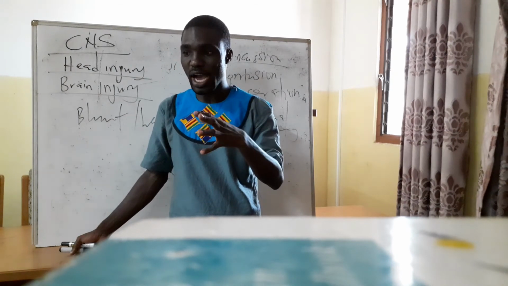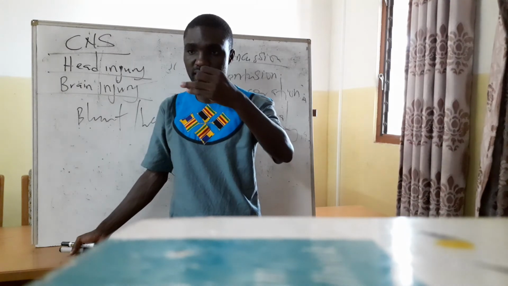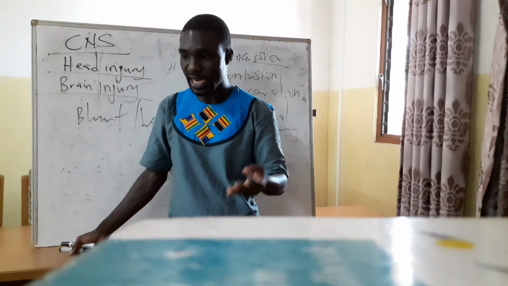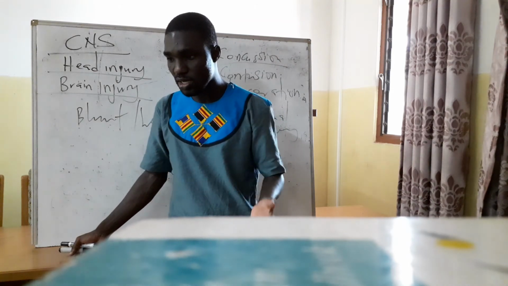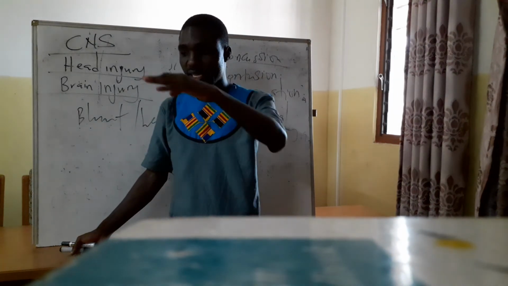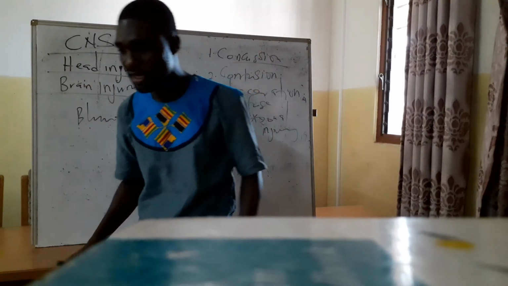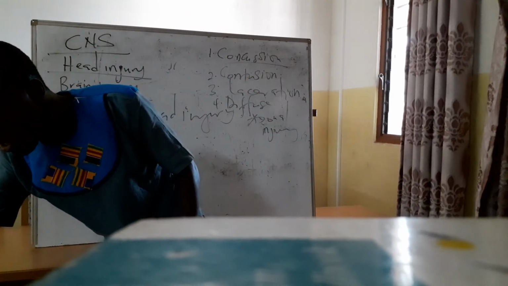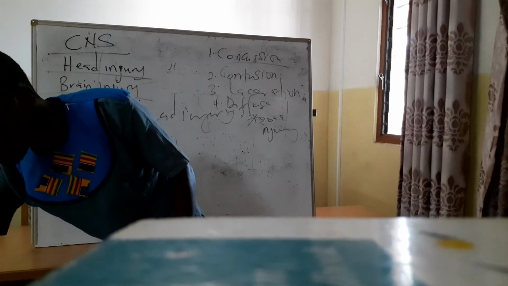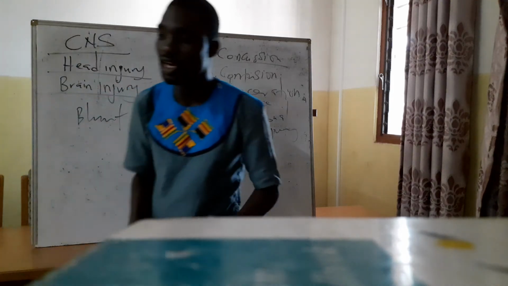So if you have any injury to the brain, to the cerebrospinal fluid or the spine, and the blood, it can affect your intracranial pressure. There can be an increase, above the normal, which is above 15 millimeters of mercury. Let's look at the causes of increased intracranial pressure first.